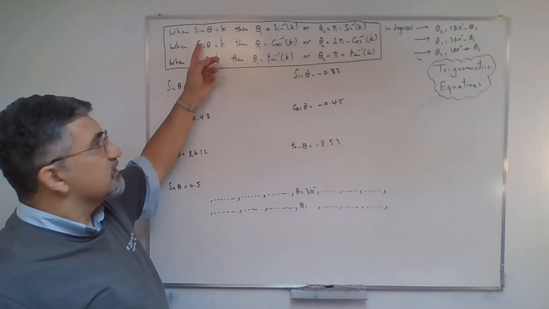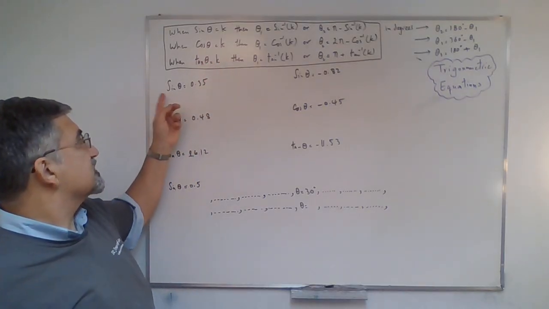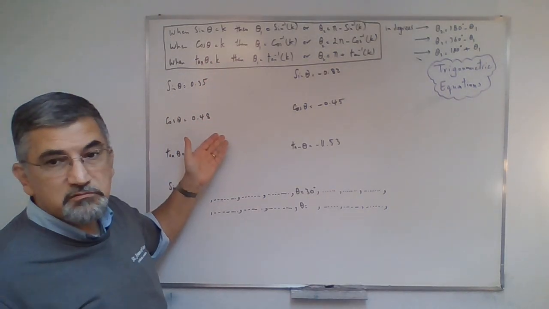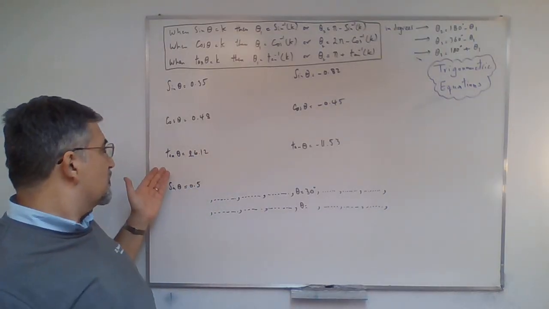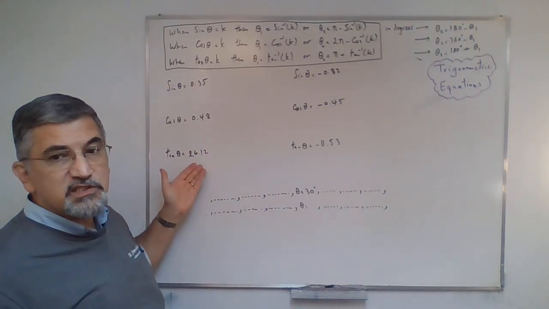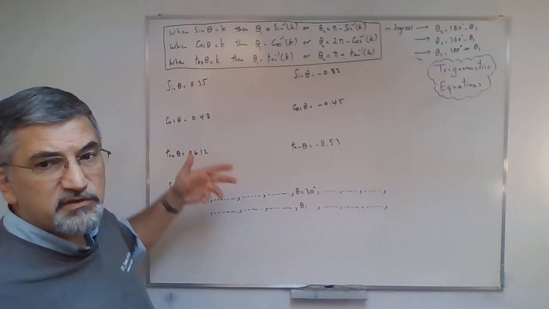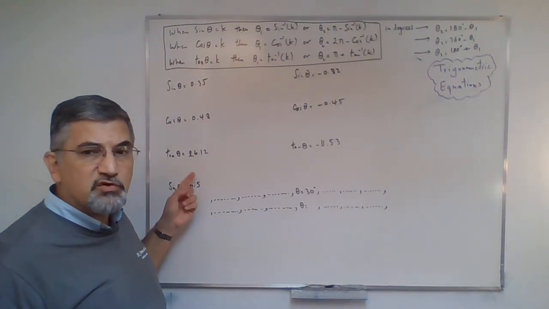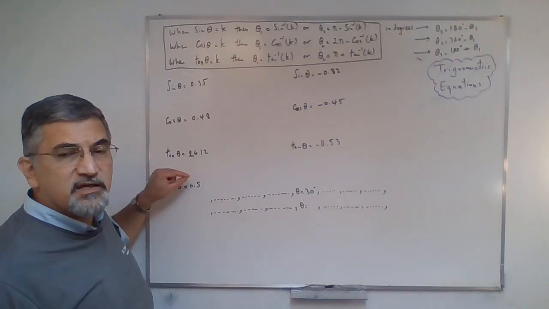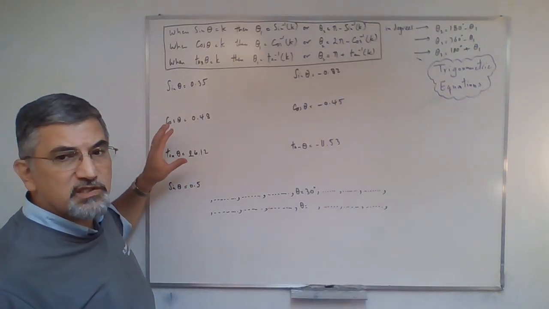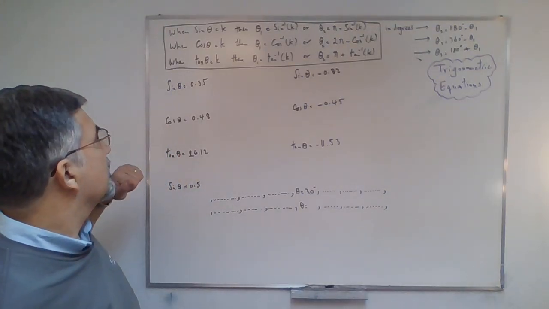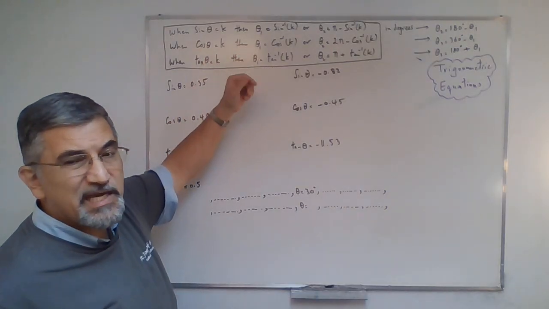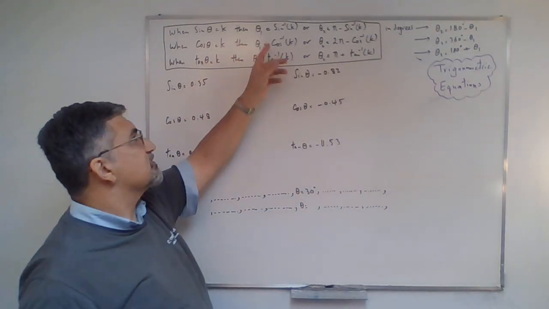And what we want to do is to learn how to solve not quadratic, but trigonometric equations. So if you have an equation in the form of, let's say, sine theta is equal to 0.5, or even cos theta equals some number 0.48, or tangent of theta equals 26.12, all of these are different examples of trigonometric equations. And the purpose of solving trig equations is to find the value of theta that satisfies those trigonometric equations.